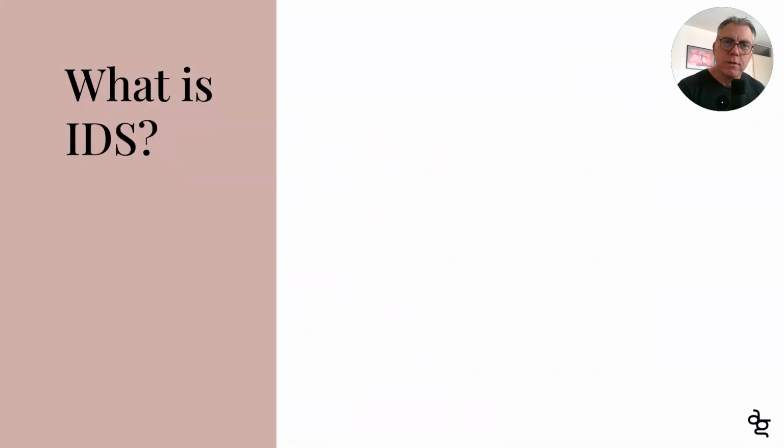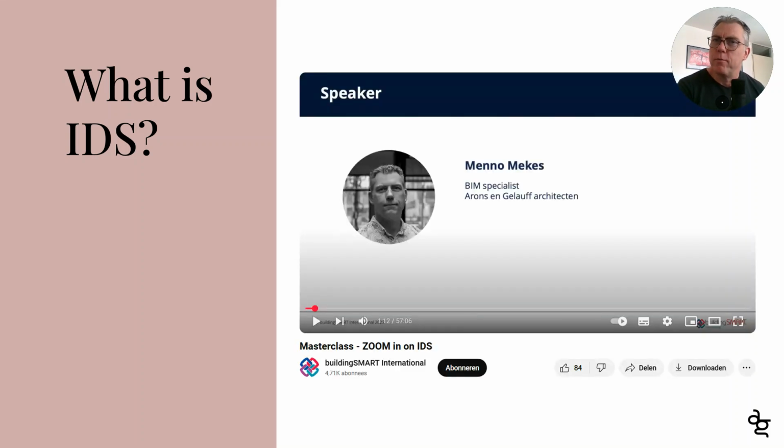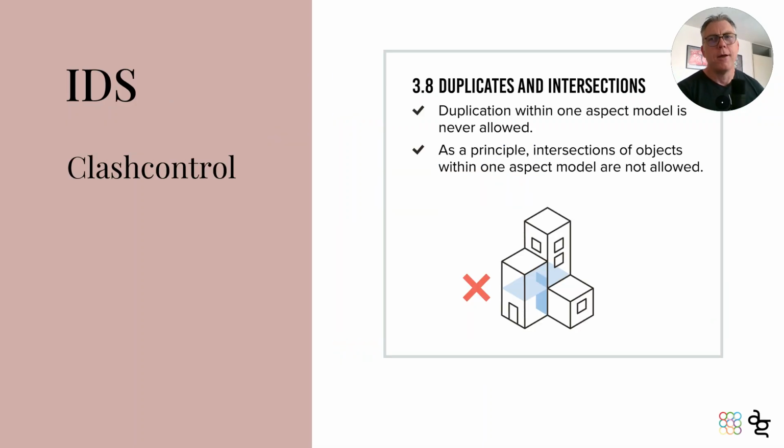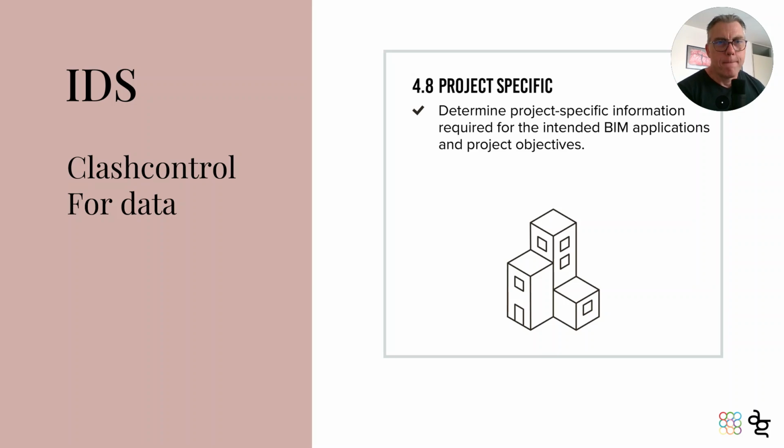So with IDS, you can validate your model. Now, what is it? Well, I can talk for an hour about that, so I won't. You can check out this masterclass. And if you're unfamiliar with the latest Building Smart standard, I think you will understand through the use cases I'll give you what IDS can do for you. Okay, one slide to explain. IDS is simplified clash control for data. We clash the required information. Now, IDS is perfect for validating single models. You can run your specifications on federated models, but it's easiest to focus on one aspect model at a time. The one you're working on right now. Make sure your model is correct.